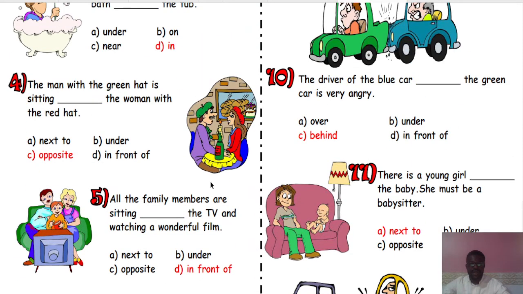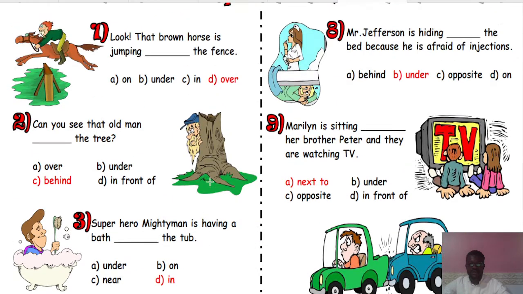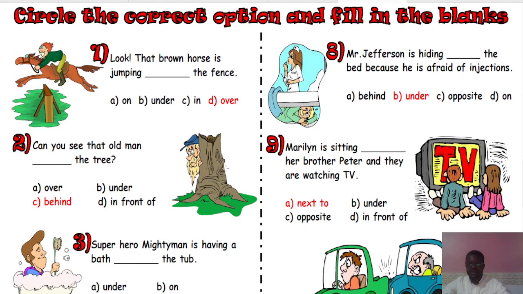Okay, let's go see the next one. The next one we've got number 8. Mr. Jefferson is hiding under the bed because he is afraid of injections. Are you afraid of injections? You see an injection here being held by a nurse, and you see Jefferson is under the bed because he's afraid of the injection.